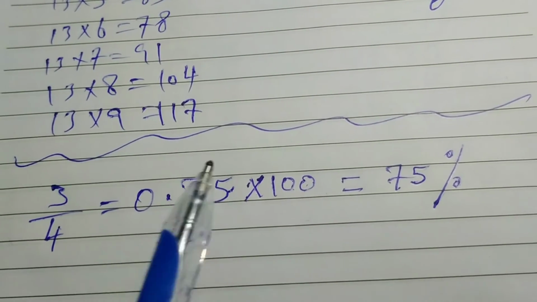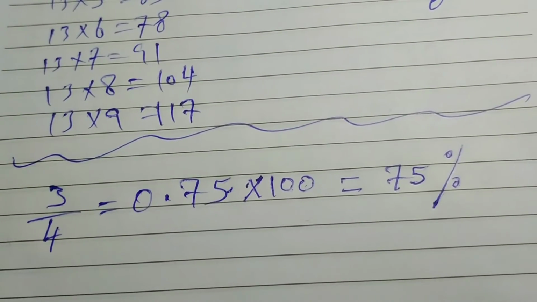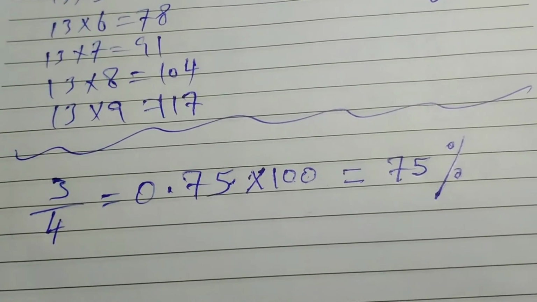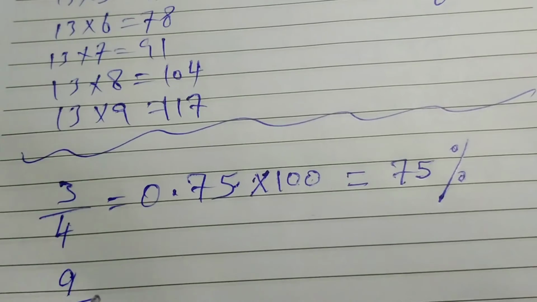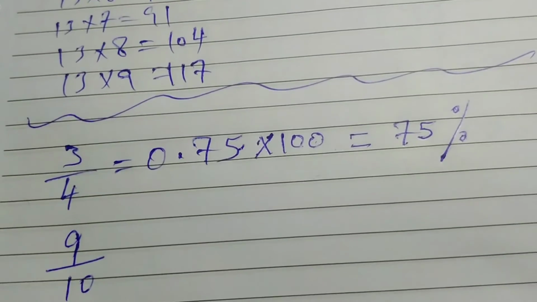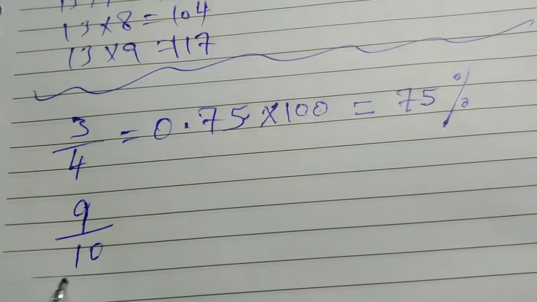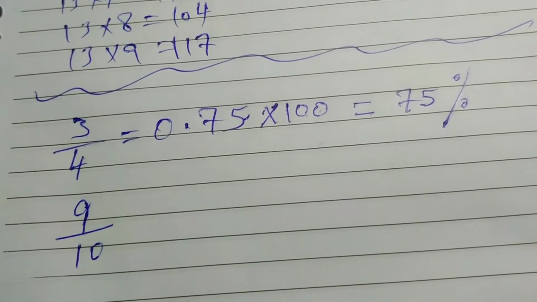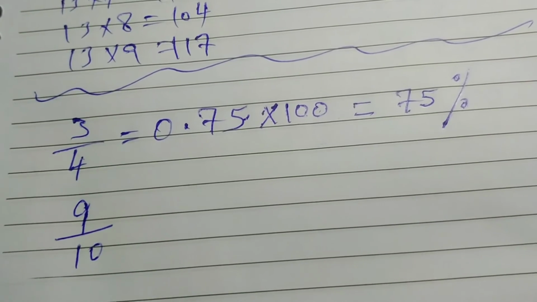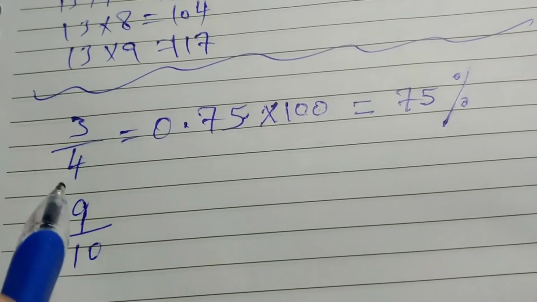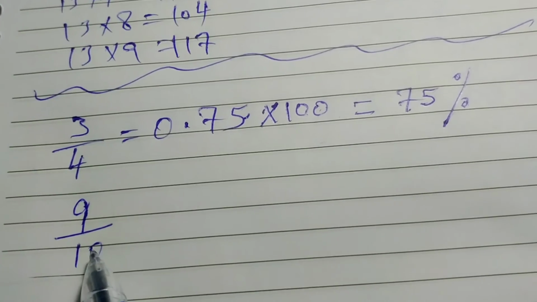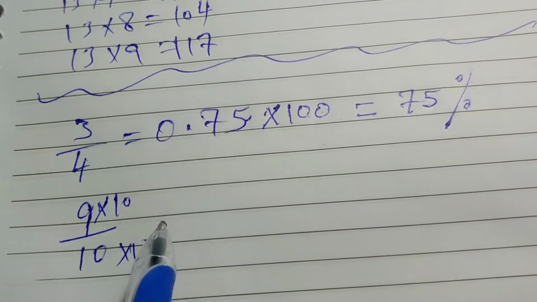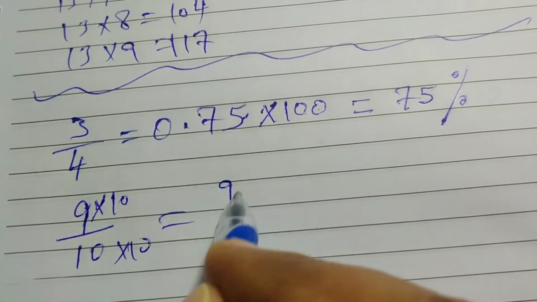Sometimes there is no need to change into decimal; we can directly write the percentage. For example, the question is 9 over 10. So we will try to make the denominator 100 for converting into percentage. If you can make it 100, it is very easy. We can just multiply by 10 up and down. It will be 9 times 10 equals 90.